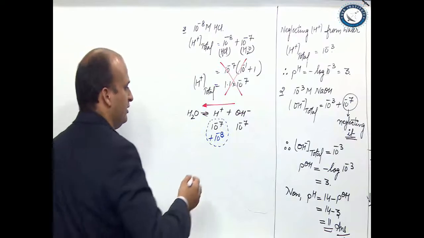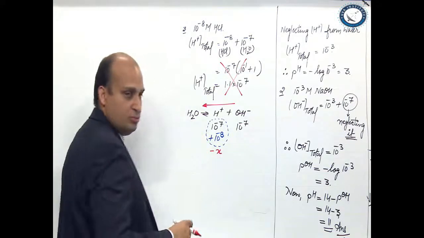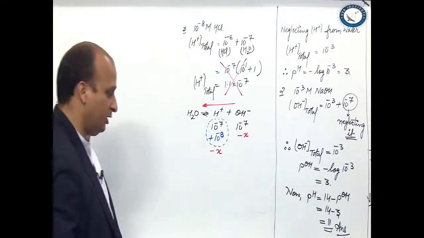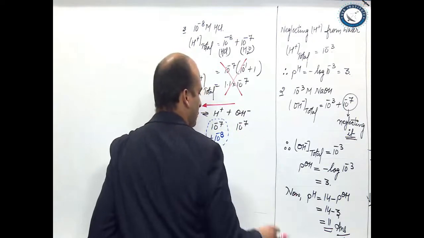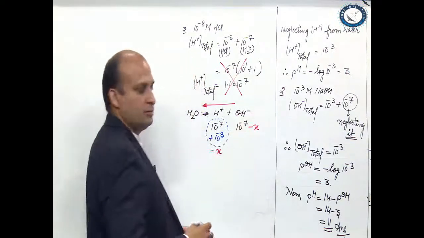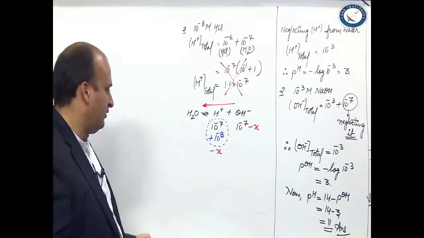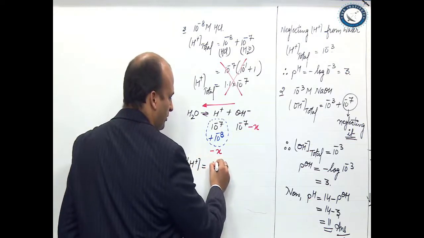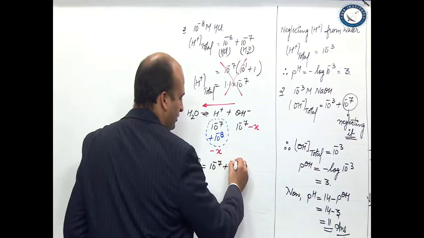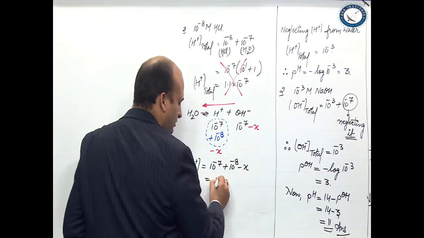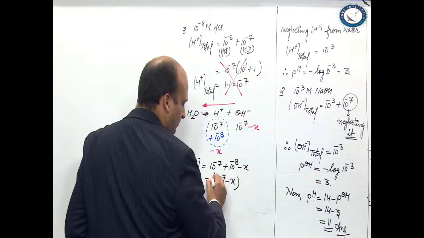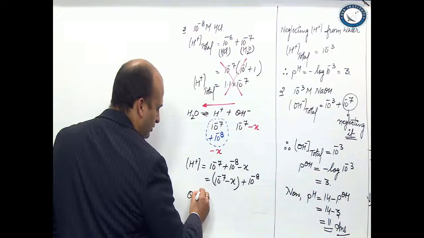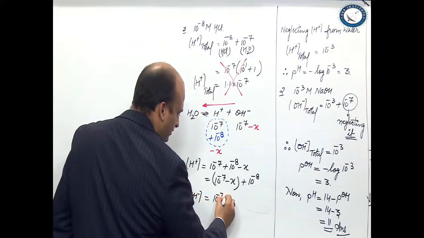Okay. So let us say now X amount is moving in the backward direction. So this will also become 10 raised to power minus 7 minus X. Or I may write it like this, minus X. Right? So let us see what is the H plus concentration now. H plus concentration now is equal to 10 raised to power minus 7 plus 10 raised to power minus 8 minus X. Let me write it like this, 10 raised to power minus 7 minus X plus 10 raised to power minus 8. What is the OH minus ion concentration? 10 raised to power minus 7 minus X.